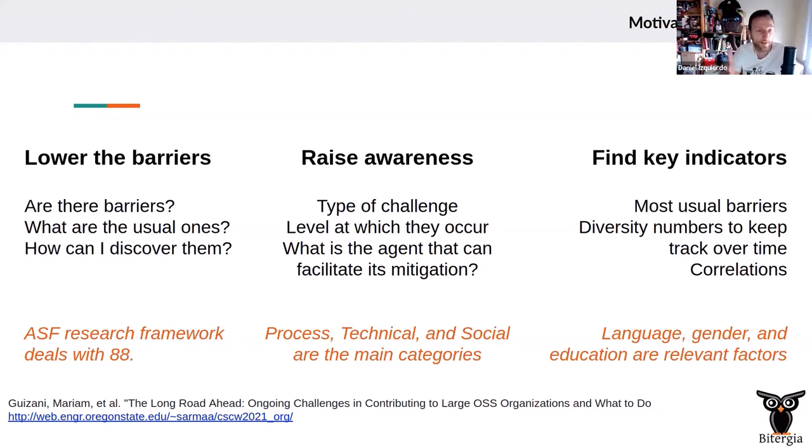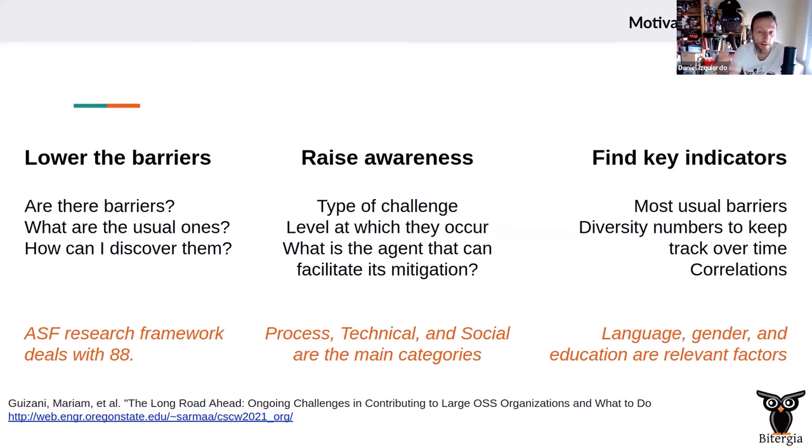Then the other one that I mentioned was, we need to raise this awareness. So there are different challenges. We want to characterize this. And initially what we are providing as well in the framework, as part of the results of the ASF research, is the agent that can facilitate this mitigation. Specifically in the case of the ASF, the framework that we produced was split into process, technical, and social as main categories, but others can be added later.